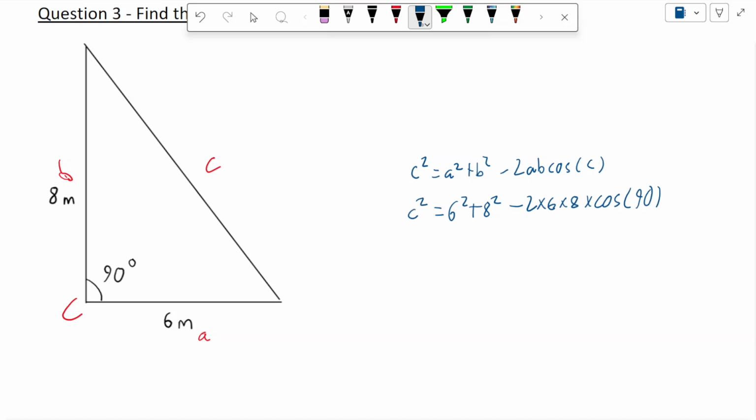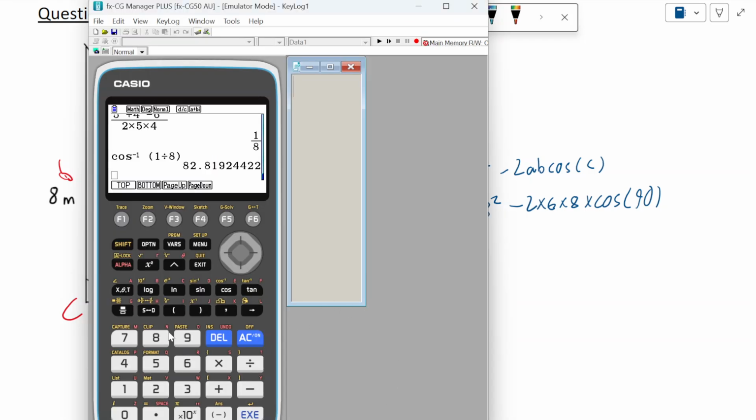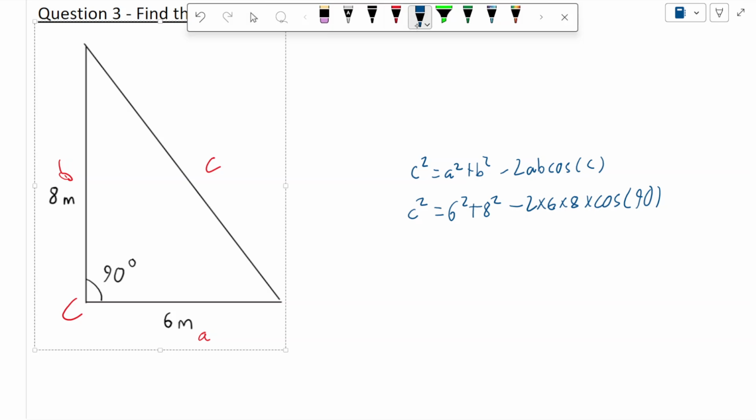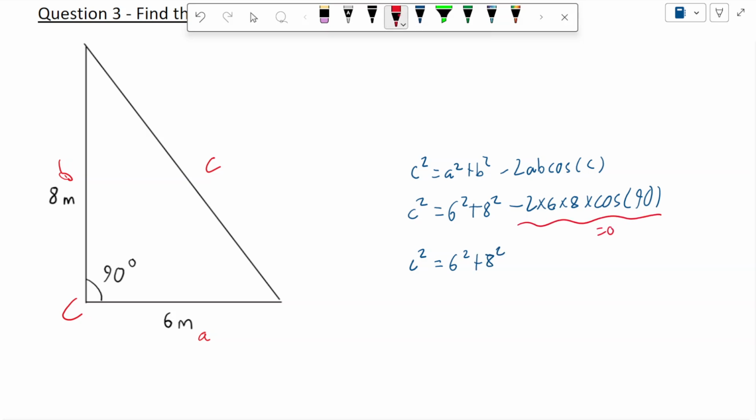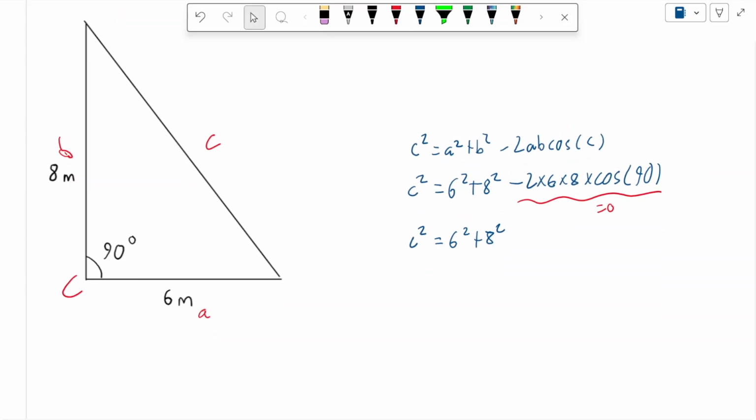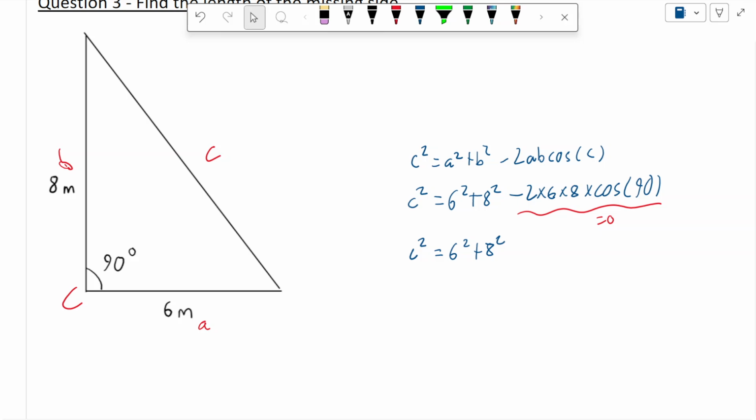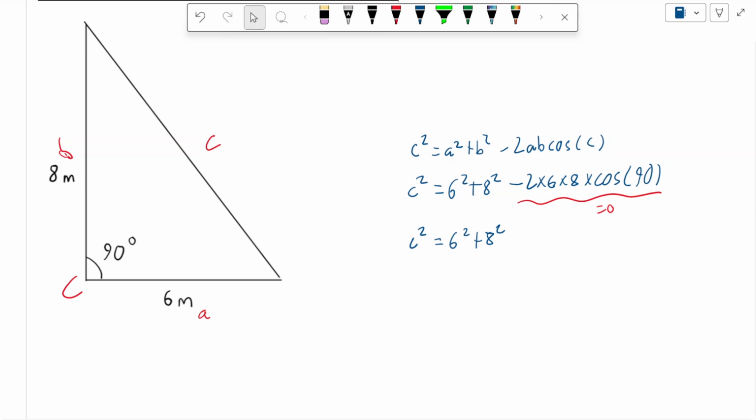C squared. Yeah, I'm actually just going to show you this. Cos of 90. Oh my goodness, it's 0. So this just becomes c squared is 6 squared plus 8 squared, because all of that thing equals 0. And what do you know? It's just Pythagoras, essentially. So the cosine rule is like a more powerful version of Pythagoras. It's got this adjustment thing for the angle. If that angle happens to be 90, then that whole adjustment term goes away and you're just left with Pythagoras.